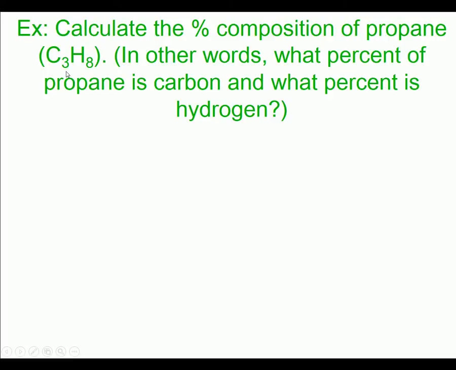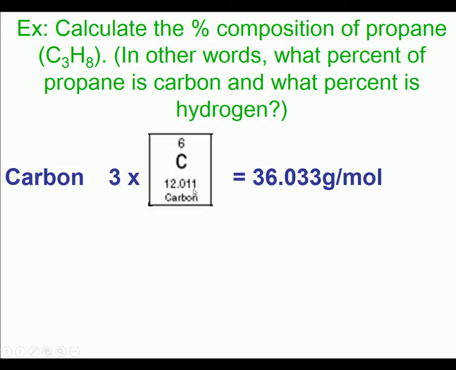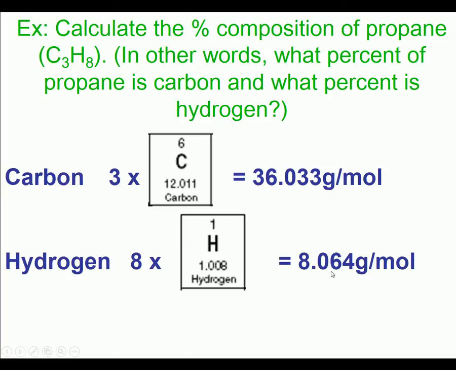I notice in the formula there are 3 carbons, and I'm going to take 3 and multiply it by the mass of 1 carbon atom. I'm using the periodic table that we use in class, and so the total mass of carbon, because there's 3 of them, is 36.033 grams per mole. So this is in 1 mole of propane. The total mass of hydrogen in 1 mole of propane is 8.064 grams per mole. I considered the fact that there are 8 hydrogens in the formula, and each hydrogen has a mass of 1.008 grams.